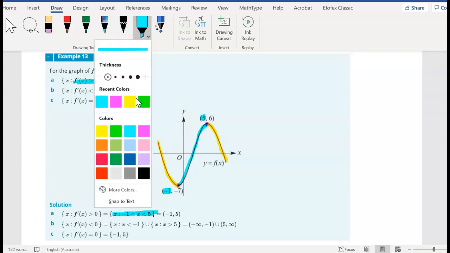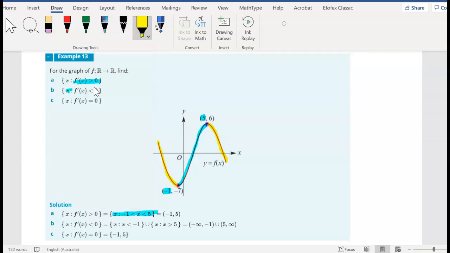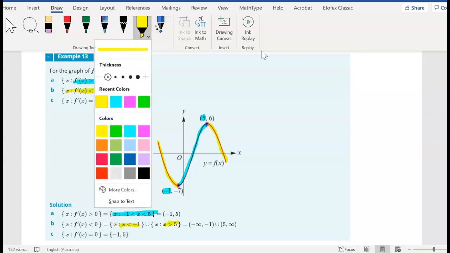For the next one, decreasing. All right, so when are you decreasing? So we're decreasing prior to -1, so when x is less than -1, and when x is greater than 5. All right, and then the last part is, when is it 0?